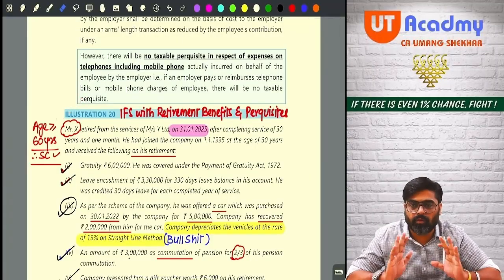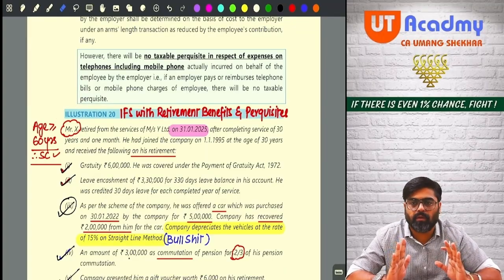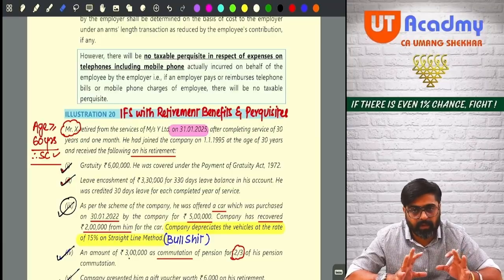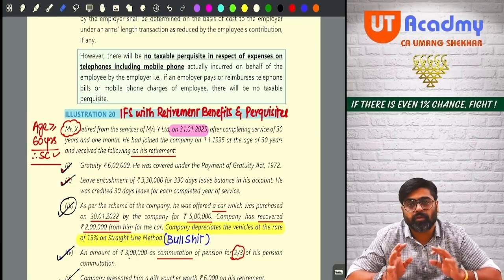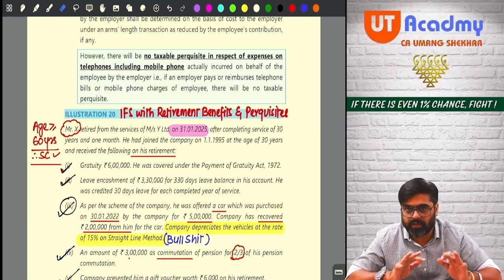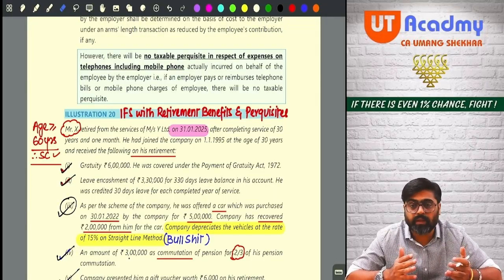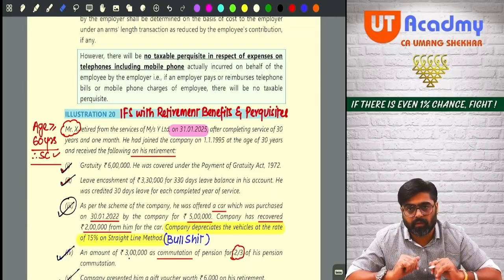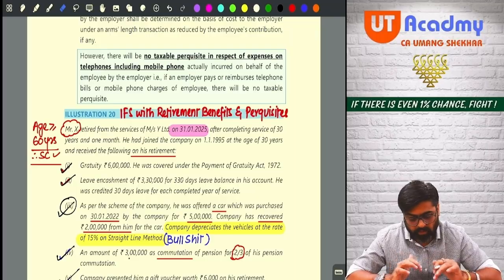Okay. Now this is a full-fledged question on your salary computation. In this question you will have retirement benefits also: gratuity, pension, leave salary, everything you will have here. And along with that, perquisites will also be there. Okay. So we are going to solve this question.